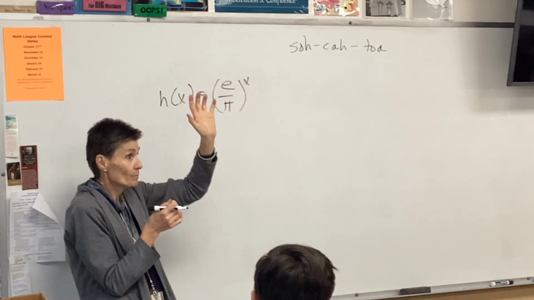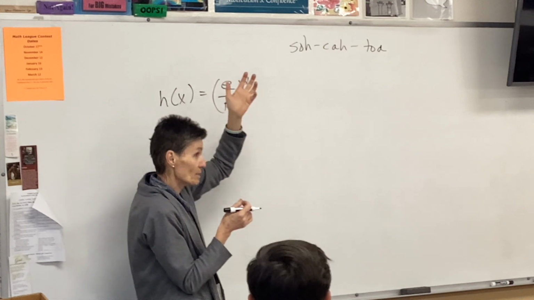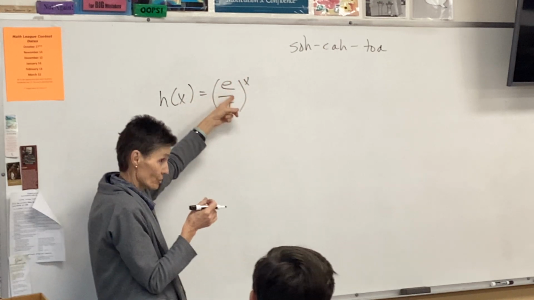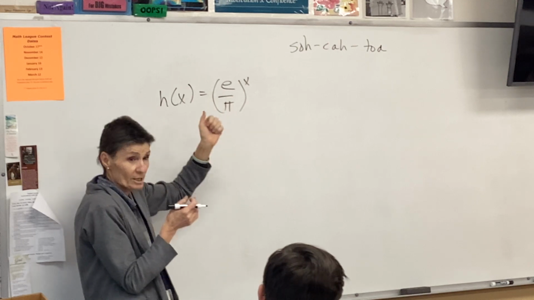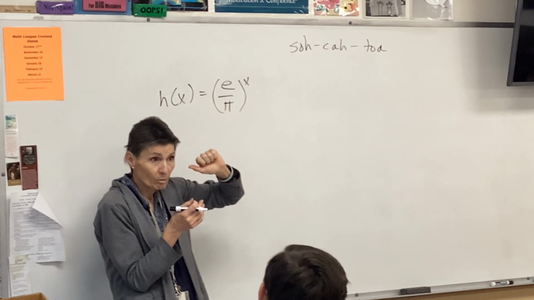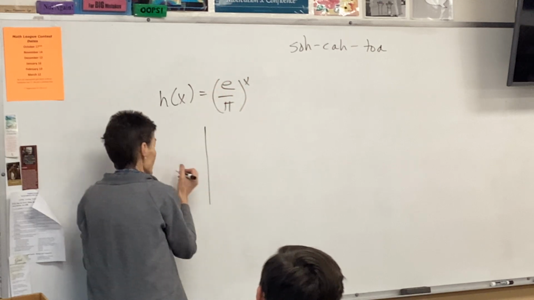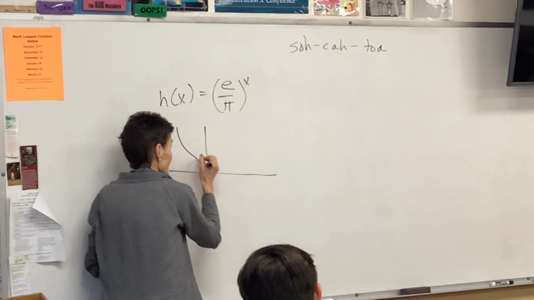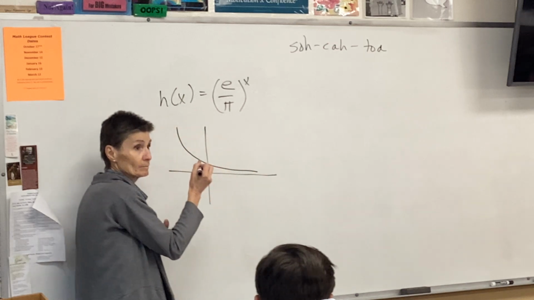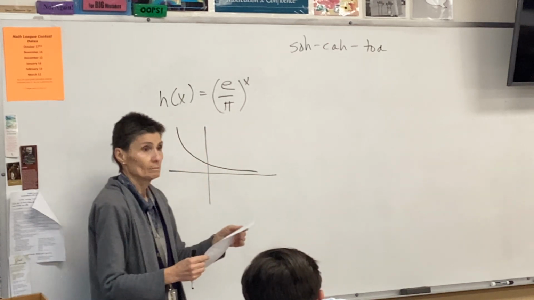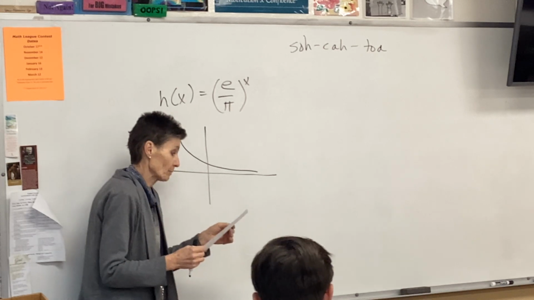2.718. And the decimal approximation for pi is 3. So this is 2 over 3, which is less than 1. So wouldn't this graph, or this equation I mean, graph as a decay situation? All right. So which of those is right?